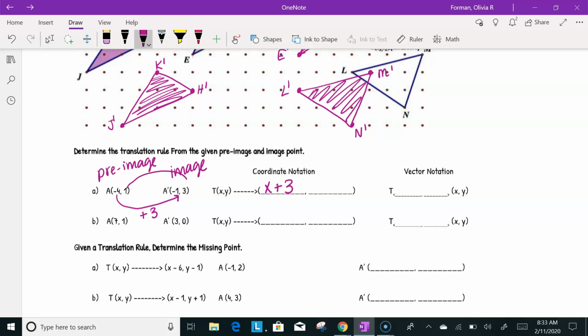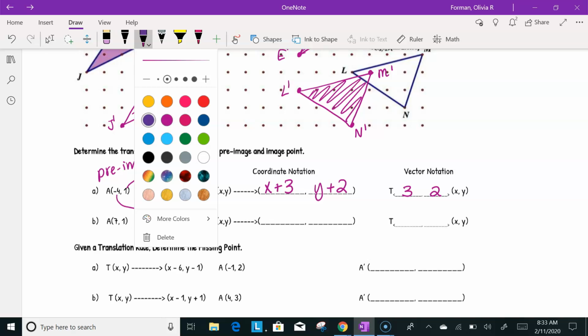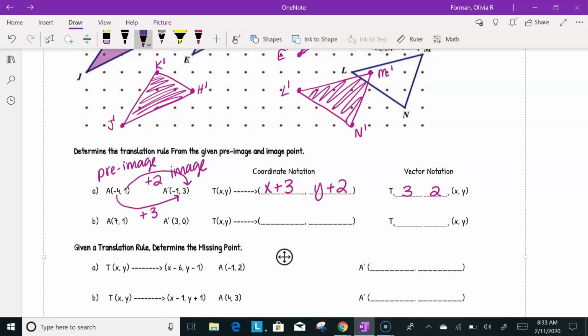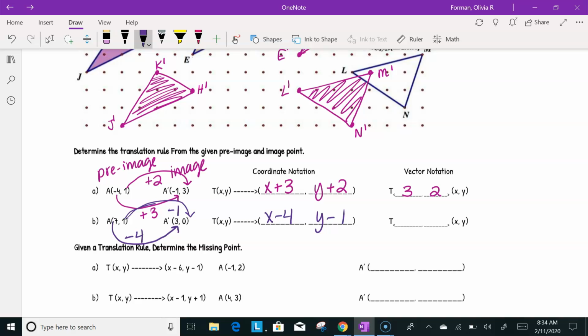If I do the same thing with the y's, to go from y of 1 to a y of 3, I would have added 2. So that means I'm taking y plus 2. How that looks in vector form is you would have a 3 and you would have a 2. Okay, we'll do the same thing with this next one. So if I'm going from an x value of 7 to an x value of 3, I'm going to subtract 4. If I go from a y value of 1 to a y value of 0, I'm going to subtract 1. So I say y minus 1. Over here in your vector notation, that means you're going to have a -4 and a -1.